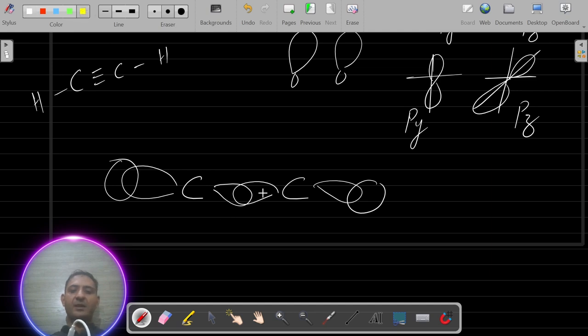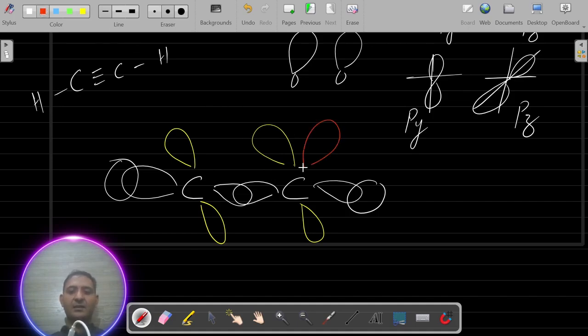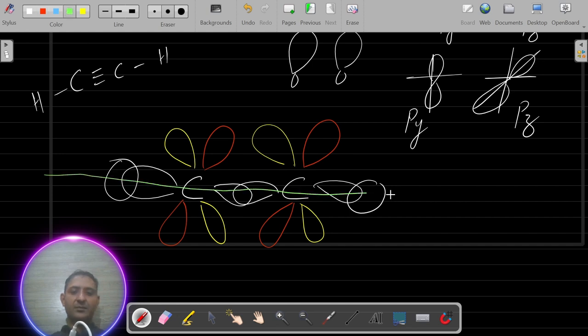I'm drawing py with this yellow color. It is py, and it's also like py. And what about pz? I'm drawing pz with this color. This is a pz. Okay, so what's the geometry of the molecule? I told you we will never consider these pi bonds. So it is making a linear geometry. You can notice it is making a linear molecule, because in hybridization and bond angle we only consider hybrid orbitals. We will never consider these.